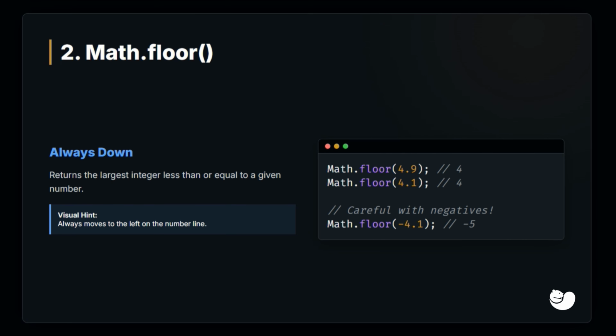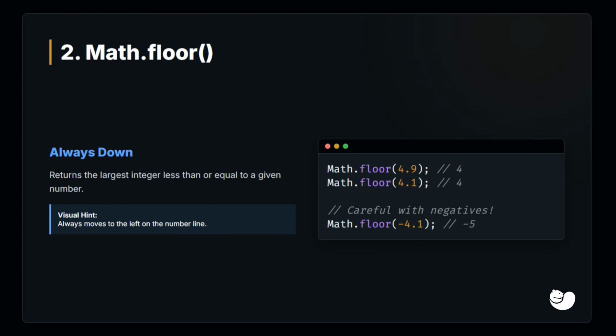Now, consider a scenario where you need absolute certainty that a number will never exceed its current integer value. This is the domain of Math.floor. As the name suggests, this function forces the number down to the floor, effectively returning the largest integer that is less than or equal to your input. For positive numbers, this looks like simply chopping off the decimal.